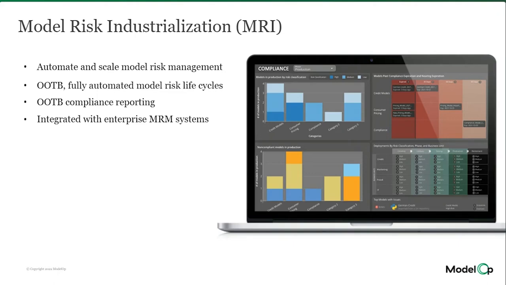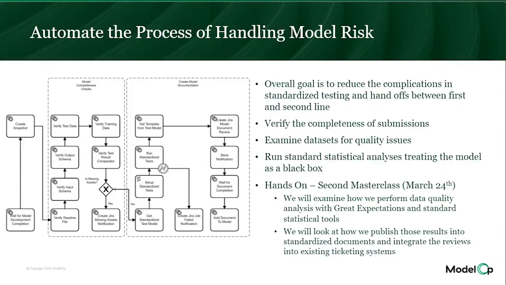So to do that, we provide some fully automated model risk life cycles as examples, based on SR 11-7 and things like that, that come out of the box, but they are modifiable, as you've seen in the past, so they can be adapted to your business and how you manage risk and interact with things you already have, as well as compliance reporting we can do out of the box, and also integrating with existing investments you've already made with MRM situations.